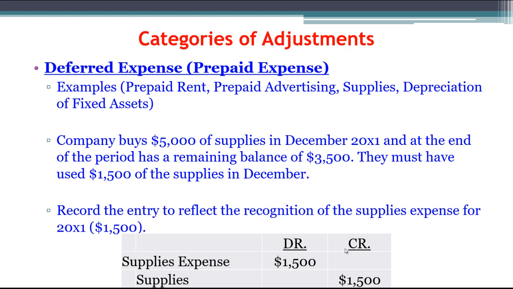Now we're using $1,500 of those supplies in December. So now we debit supplies expense to increase that account, and we credit supplies, which is an asset, to decrease it.